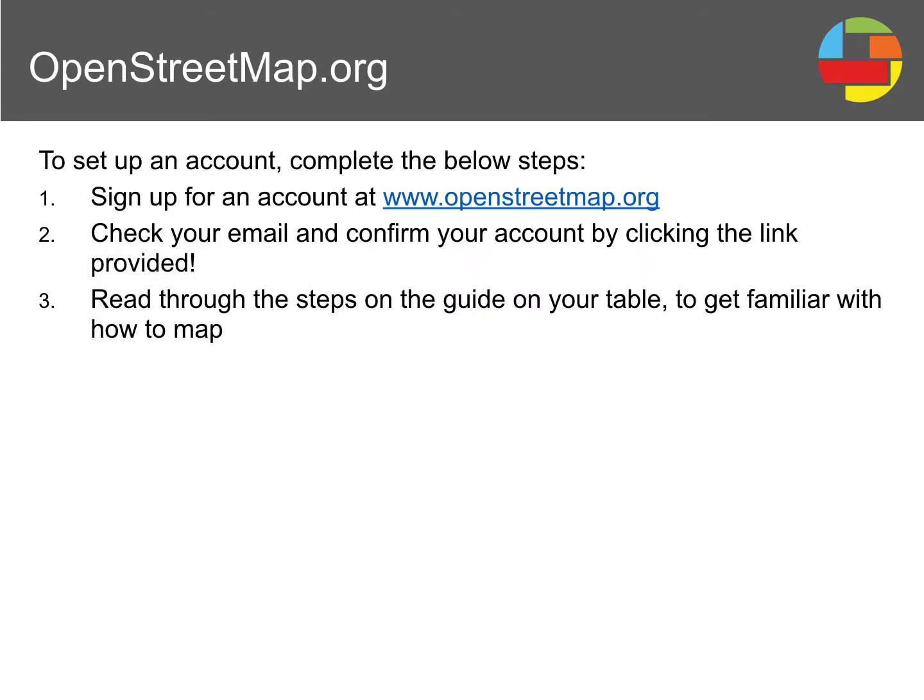If you have not already, let's get started with setting up an OpenStreetMap account. Go to www.openstreetmap.org to link or register for a new account. You'll receive an email to confirm your registration. Once you've confirmed, you'll find a number of resources on the site to help you navigate how to map, but we'll come back to that a little bit later.